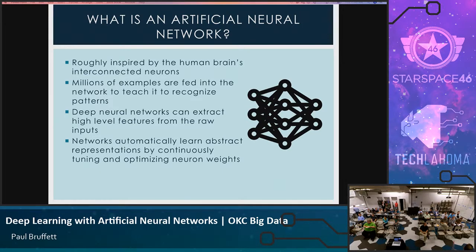So we have layers of interconnected cells, and these cells do calculations, and then they're connected to each other with weights, which also form sort of a calculation. What we do is we feed millions of examples into the network to teach it to recognize patterns. So artificial neural networks are really good with big data problems.